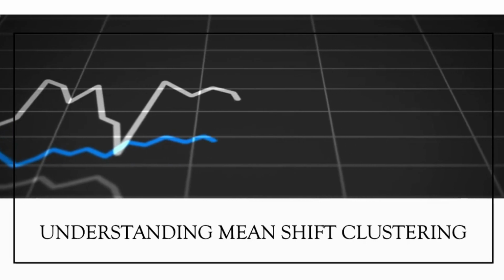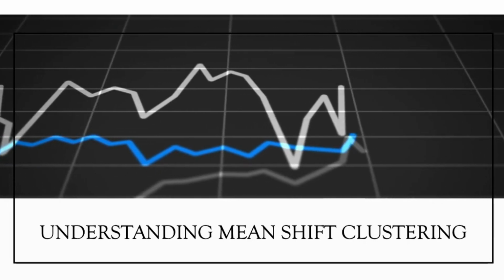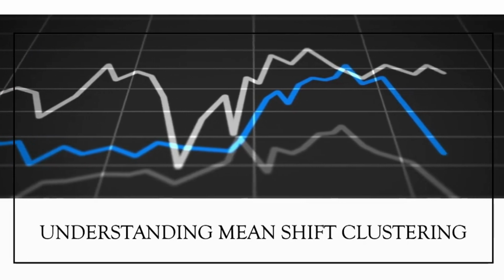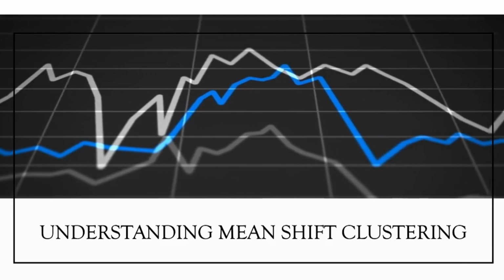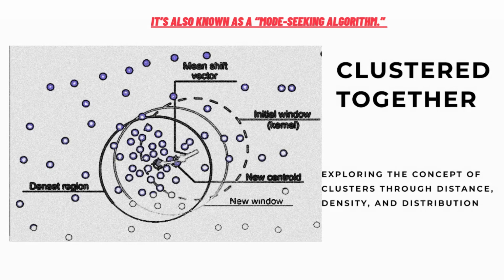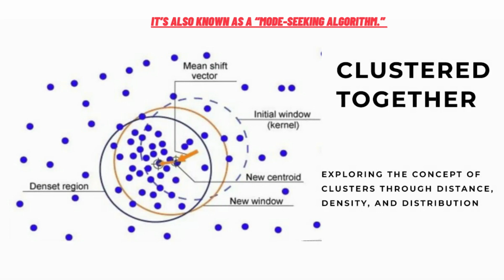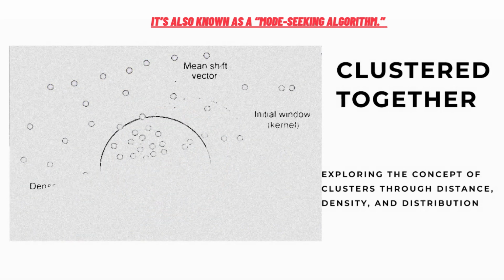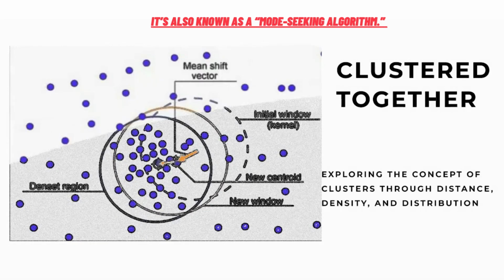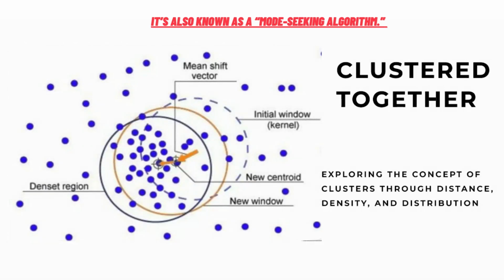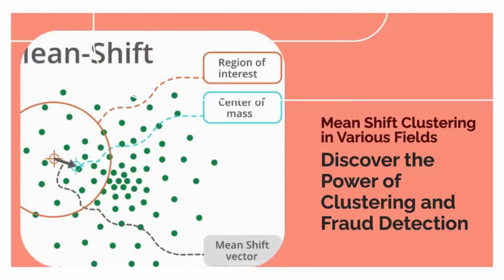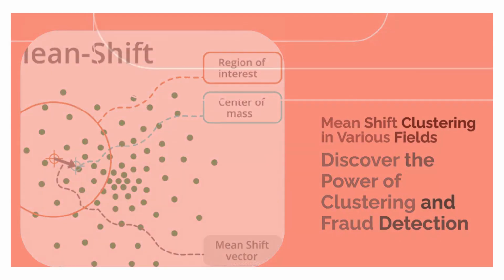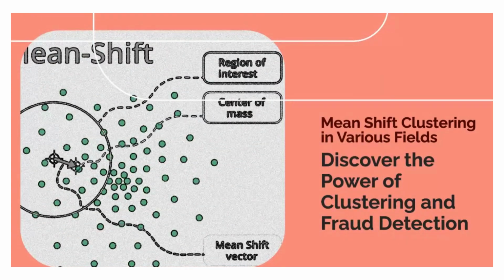A simple, flexible clustering technique, mean-shift clustering assigns data points into clusters by shifting points toward the area with the highest density of data points, called a mode. How a cluster is defined in this setting can be dependent on multiple factors, such as distance, density, and distribution. It's also known as a mode-seeking algorithm. Mean shift clustering has use cases in fields like image processing, computer vision, customer segmentation, and fraud detection.